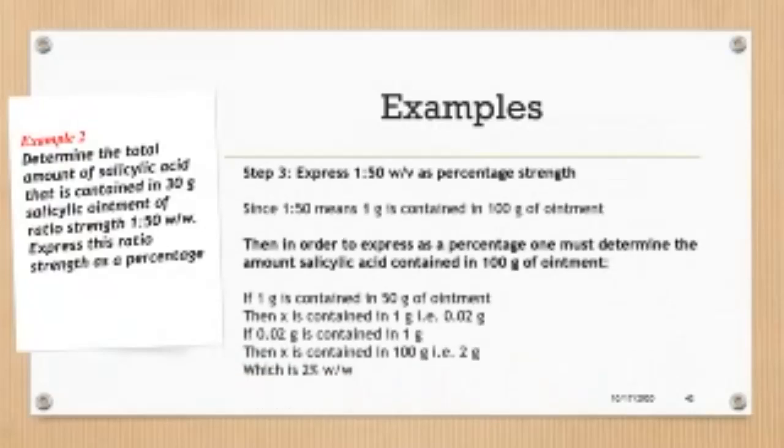So the next step is now to convert 1 in 50 weight in weight to a percentage strength. This means that 1 gram of the substance, in this case salicylic acid, is going to be in 50 grams of ointment. Of course, you need to determine the percentage strength. That means you need to find out how much will be in 100 grams. So you find the unit again, how much will be in 1 gram, and then you find out how much will be in 100 grams, which is 2 grams.